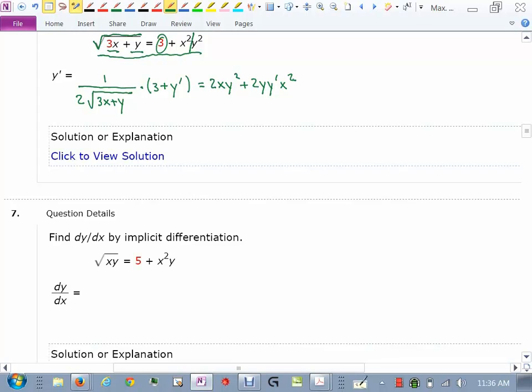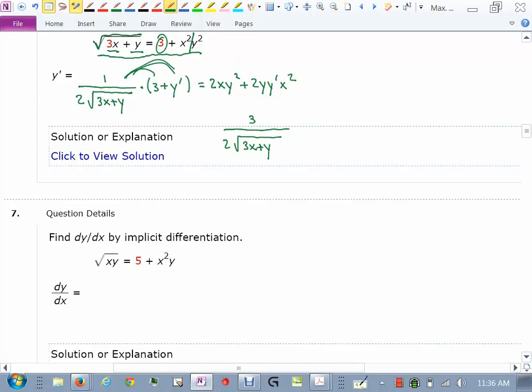So now what we want to do is try and get our y primes by themselves. Notice here, though, that we have this y prime on the left trapped inside of parentheses. So what we're going to need to do is distribute this through. So it's going to be like this: 3 over 2 square root 3x plus y.